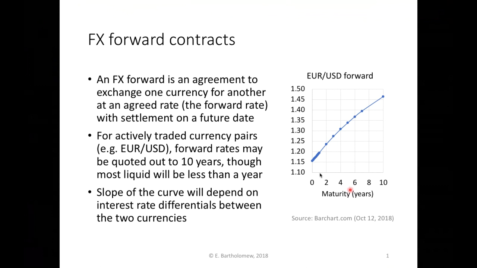So as we see here, there are different forward rates for different maturities, and this curve can be upward sloping, it could be flat, or it could be downward sloping depending on interest rate differentials. And we'll talk about that more later in this tutorial.